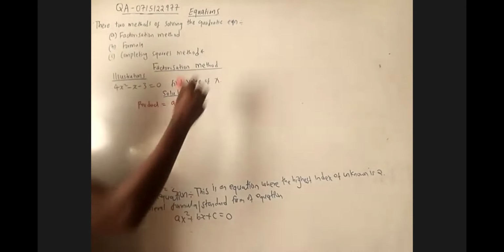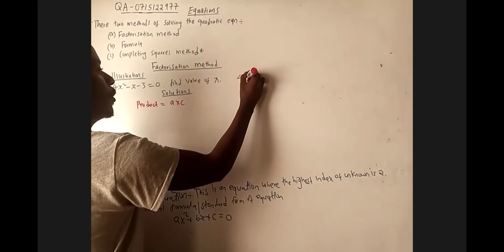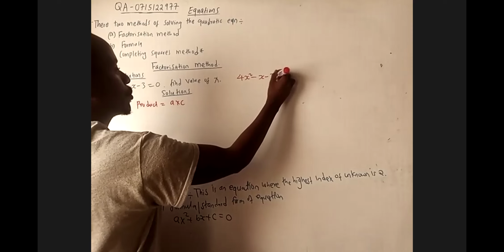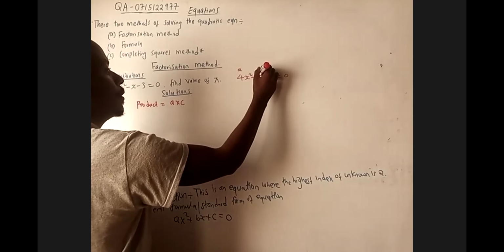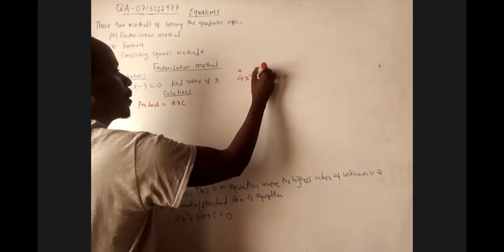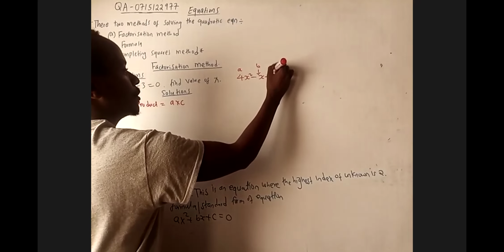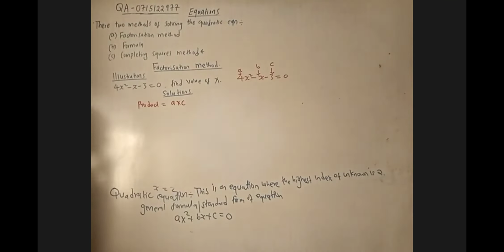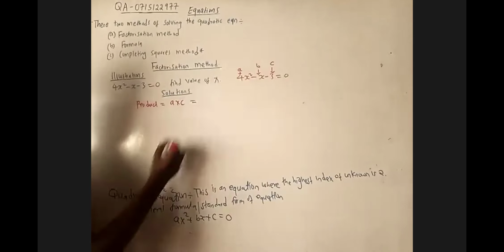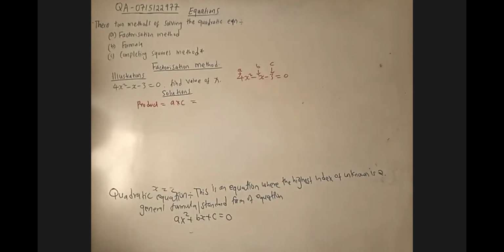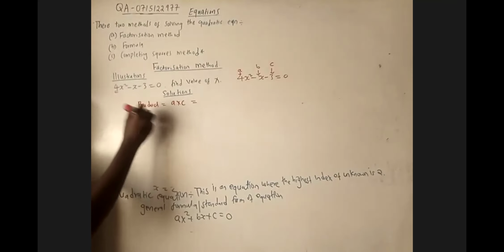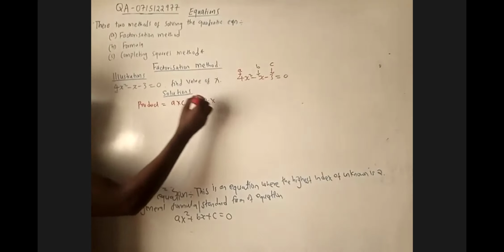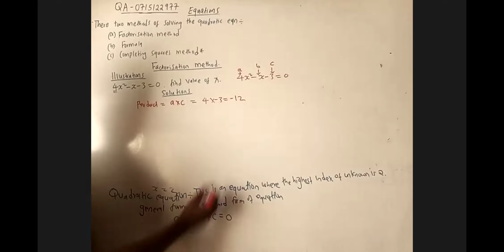So in this equation, 4x squared minus x minus 3 is equal to 0, this one is A, this one is B, and the number is C. Remember A, B, and C are parameters. So A times C, what will be the multiplication? It will be 4 times minus 3, which is minus 12.